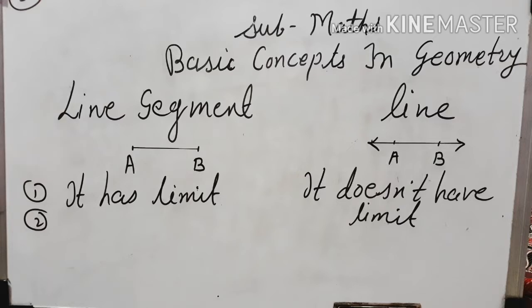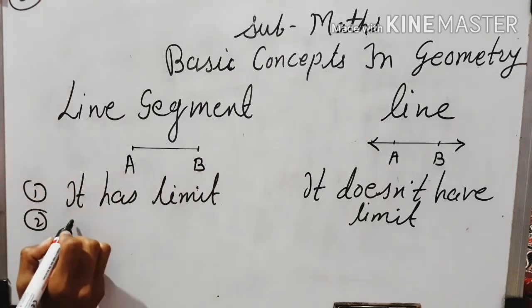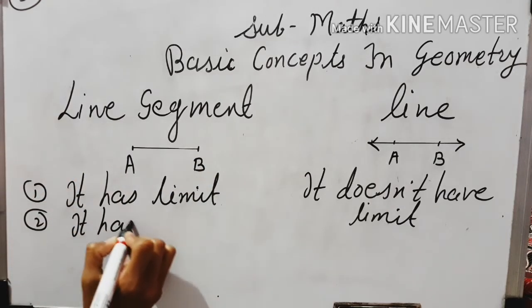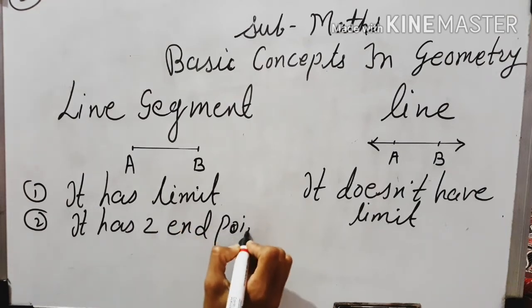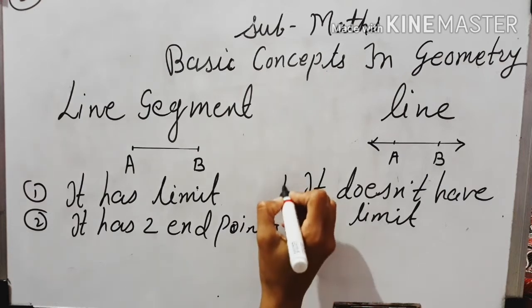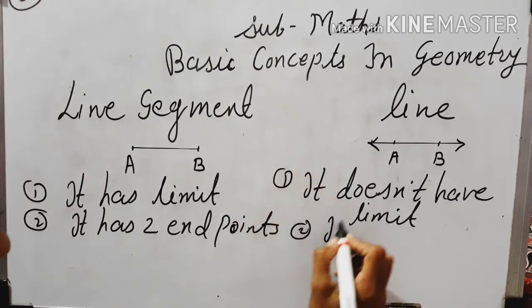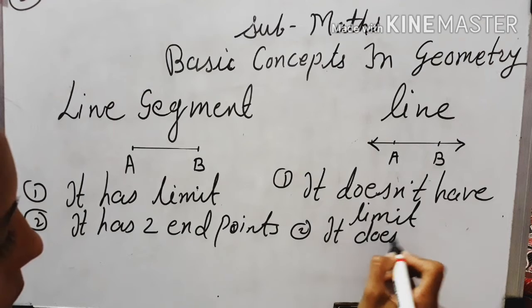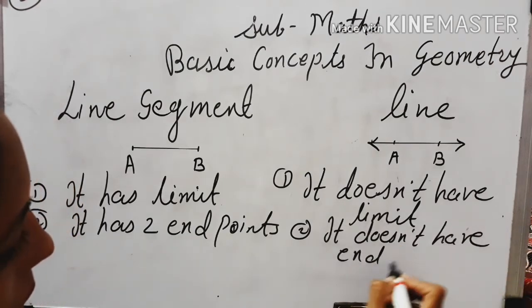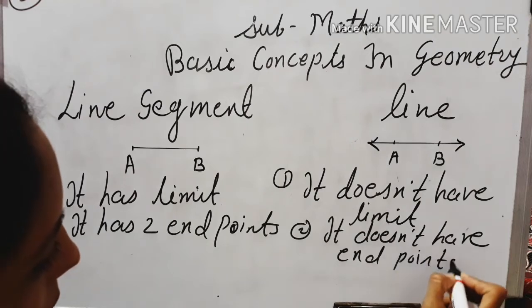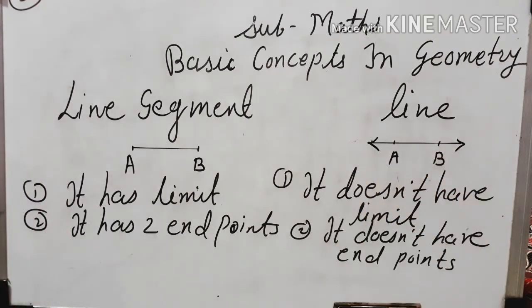Second difference, a line segment has two end points. And here, line doesn't have an end point, because we can extend it to its further side. It doesn't have any limit. So, line segment has two end points, and line doesn't have an end point.